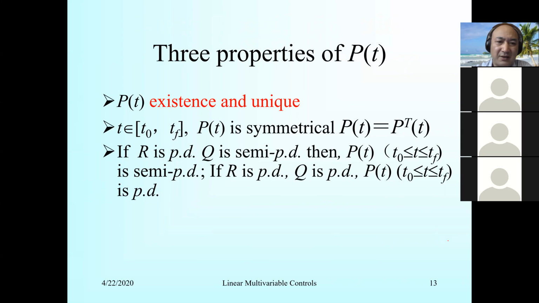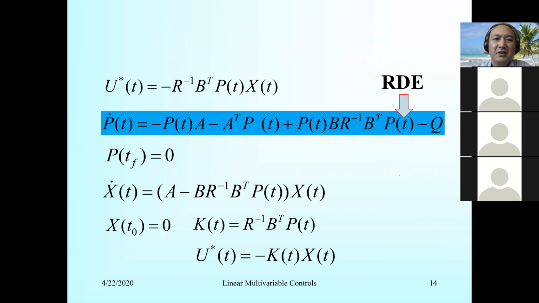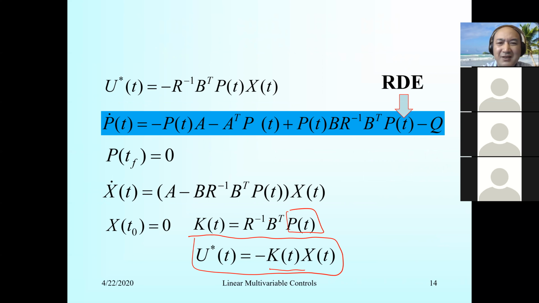So properties, we reviewed that P is symmetric and positive definite if Q is semi-positive definite. If Q is positive definite, P is also positive definite. So we end up with this optimal control with K(t), but K(t) is linked to P. All right, so that's a solvable one. Because you are given A, B, and Q, it is always possible to compute this RDE here. But remember, this is a free terminal, okay?